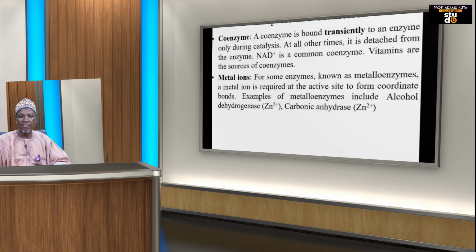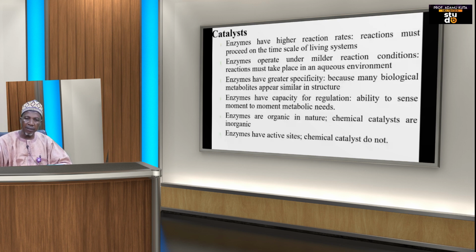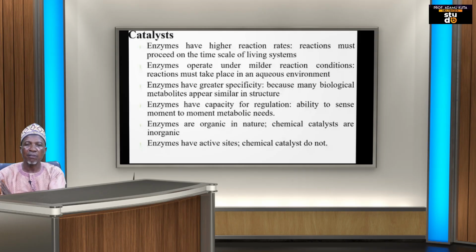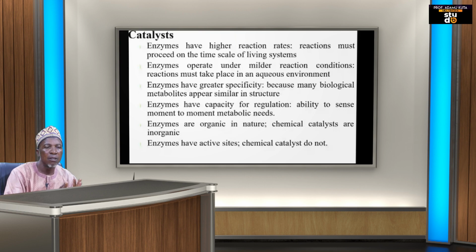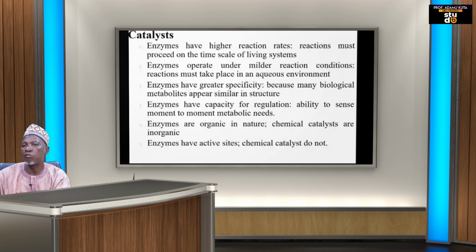These are some differences between enzymes and chemical catalysts. I mentioned before now that we have two categories of catalysts. We have organic catalysts, where the enzymes fall into. We have inorganic catalysts. These are mainly elements that perform catalytic activities in inorganic reactions.